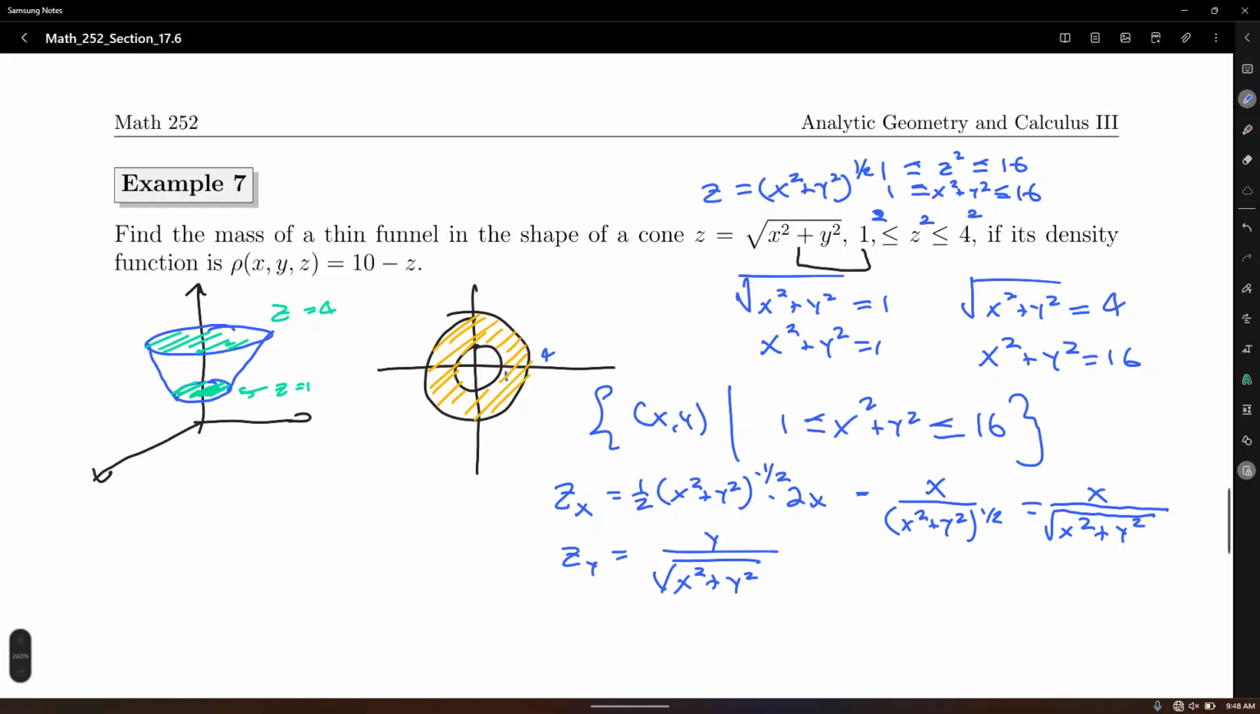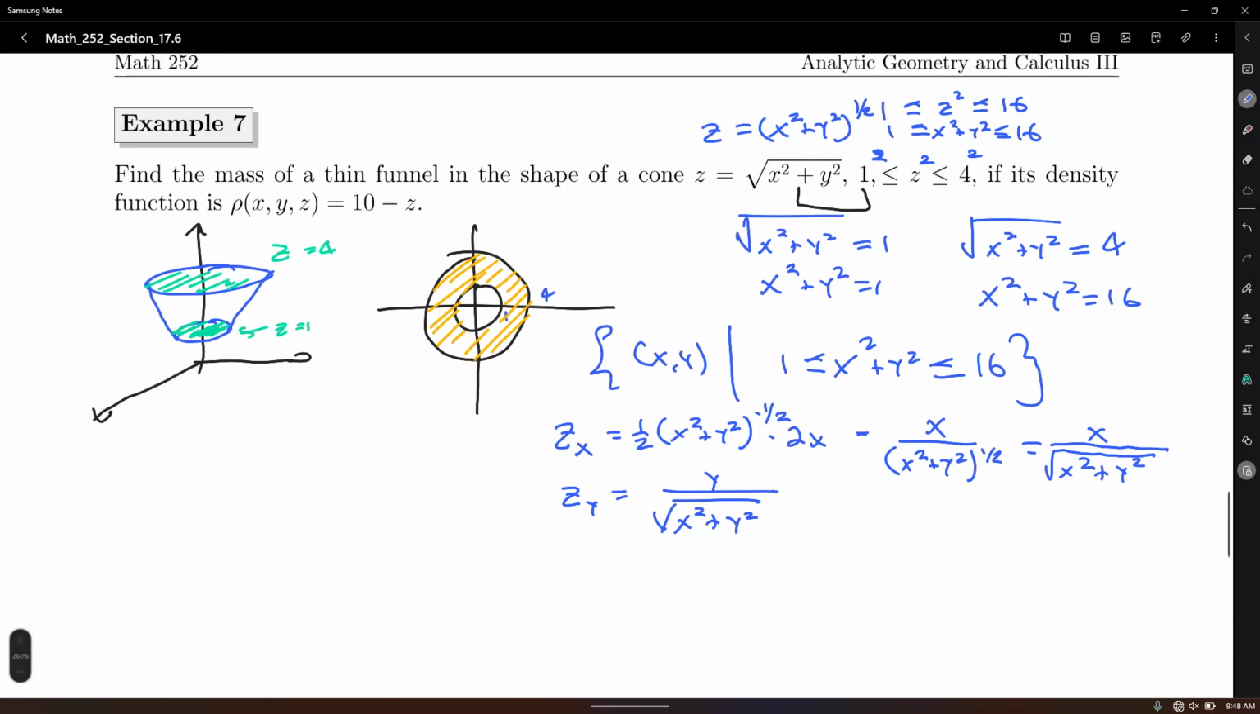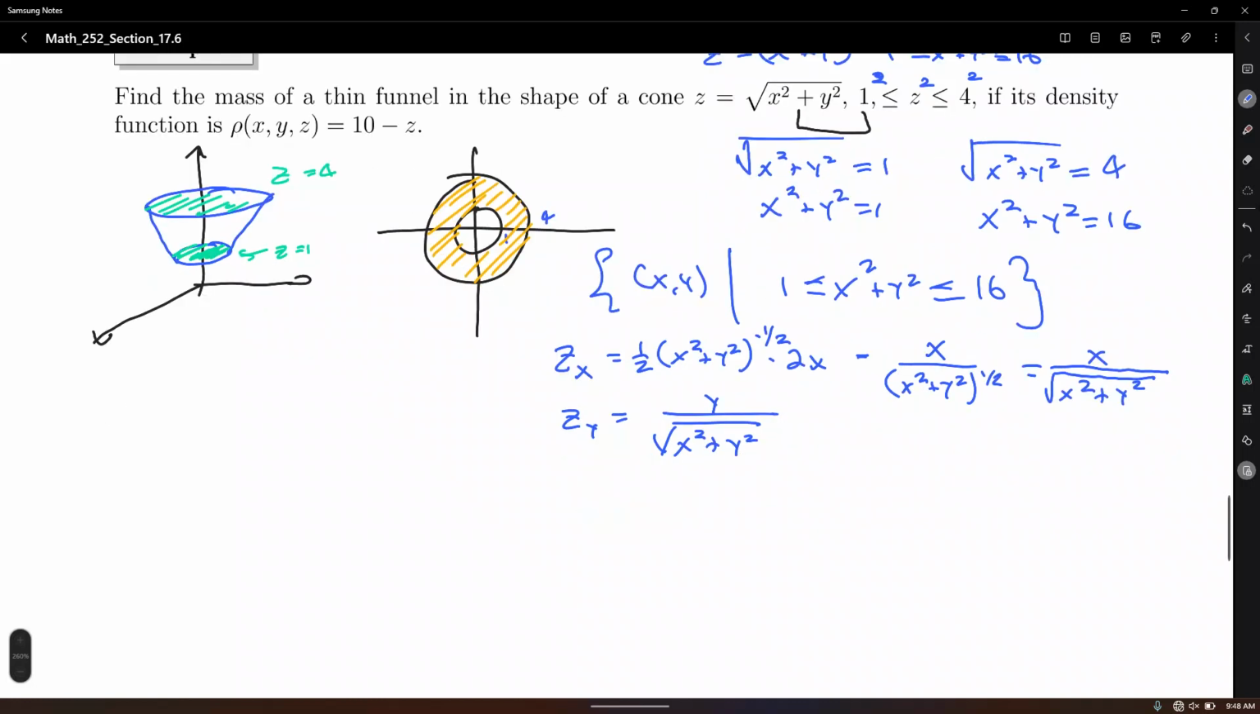Interesting. All right. So they're asking us to find the mass of this funnel. That is m equals the double integral of rho of x, y, z, that's the density function, dS, where this is over the region R, that projected onto the xy plane. That little donut there. Okay, so let's substitute.